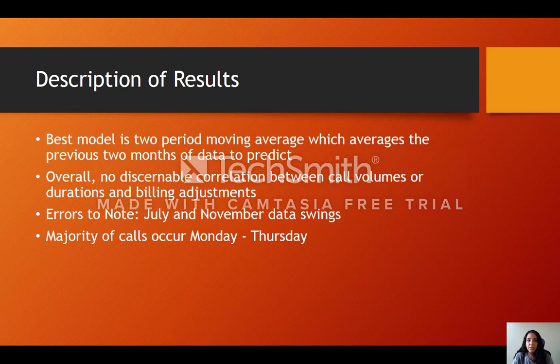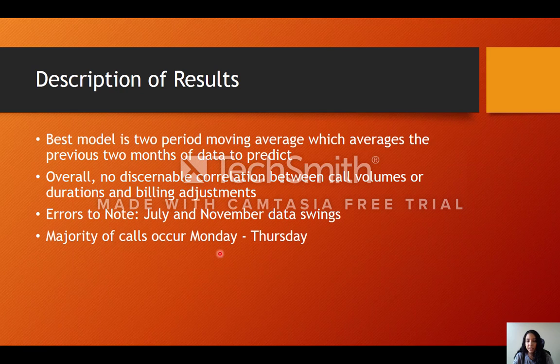So after going through all of these different items, regression, random forest, moving average, naive, we found the best model was the 2-period moving average, but overall there wasn't a strong enough correlation between the call volumes or the call lengths and the number of billing adjustments. And especially problematic were July and November. Those large data swings in those months we could not account for, we could not predict better. And so that would be very problematic if we were to roll this model out. They wouldn't be any more accurate in staffing their call center, especially in those months.